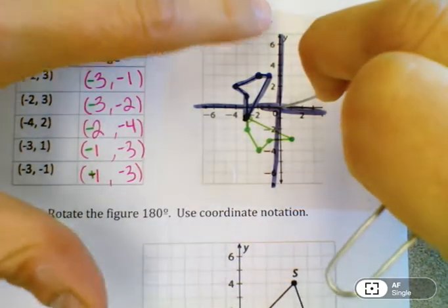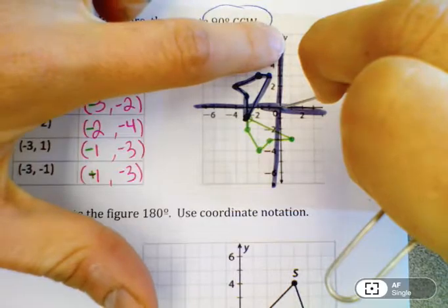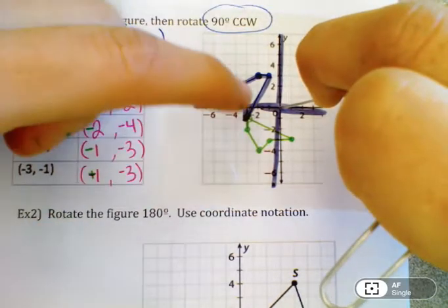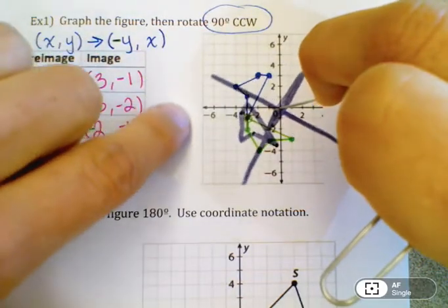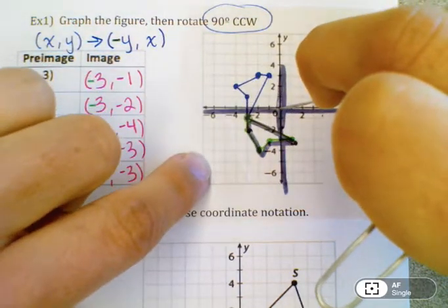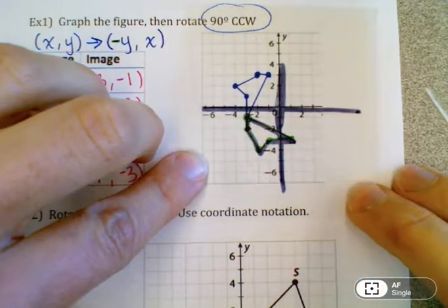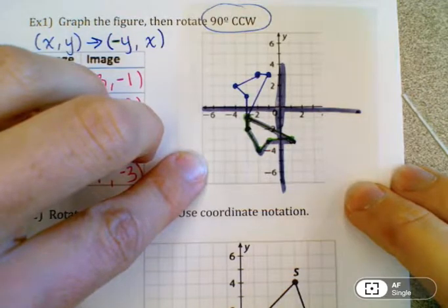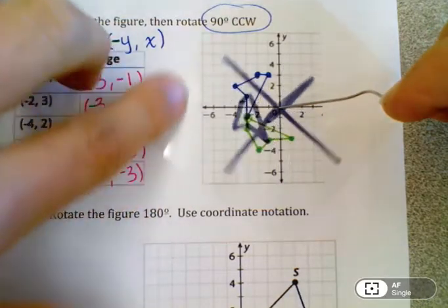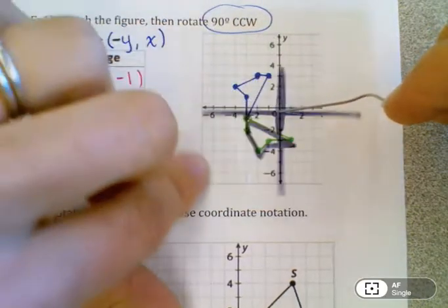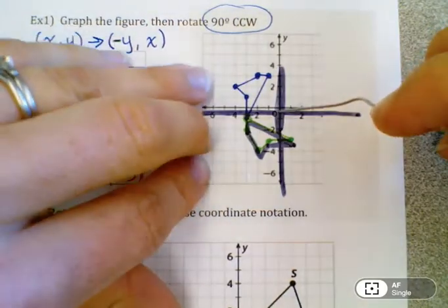90 degrees would bring this axis to this axis, so a quarter of a turn. So here we go, 90 degrees, bam, perfect. Okay, so that's how we know that the rotation is correct. And it's not fair because you probably don't have transparency film, but I'll be able to give you some in class if you want it.